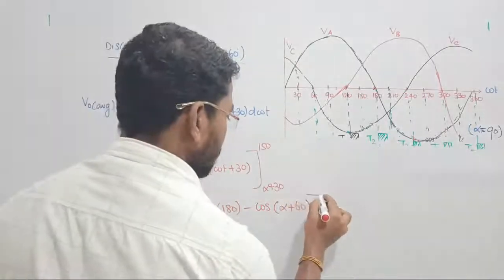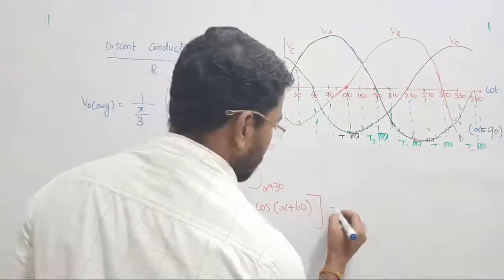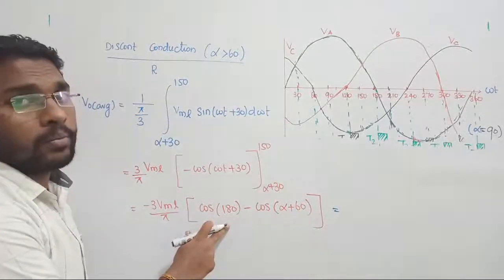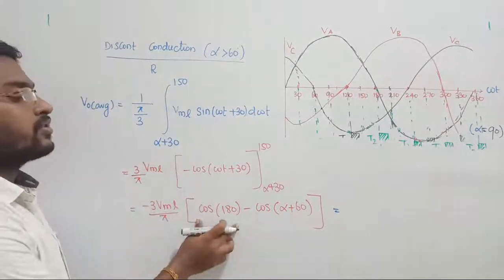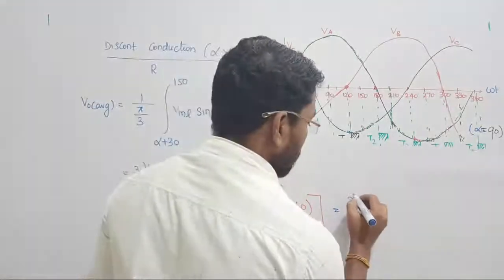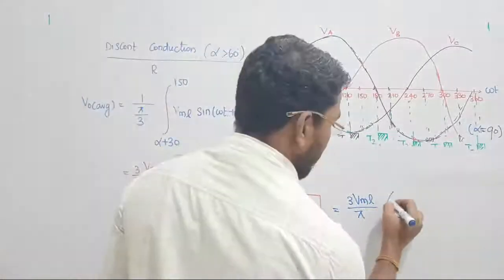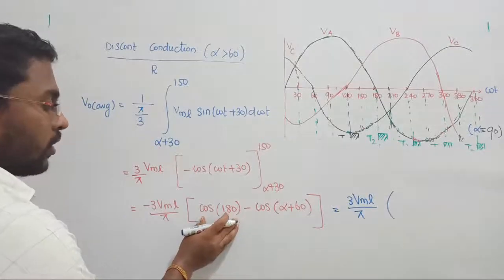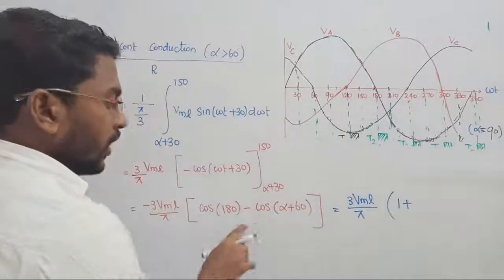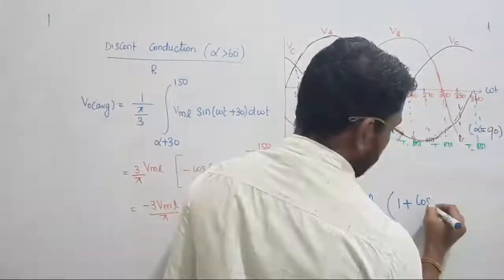Just we can stop with this, right? That is enough. I am not going to extend these values. Directly we can substitute. If you open up the brackets, cos 180 equals what? Minus 1. Already we have one more minus, so minus into minus will become plus. Your answer will become 3 times maximum line voltage divided by pi, into in bracket cos 180 will give you minus 1. Here I have one more minus, such that this becomes plus 1. Here also I am going to get plus only. Minus into minus will become plus. So 1 plus cos of alpha plus 60.